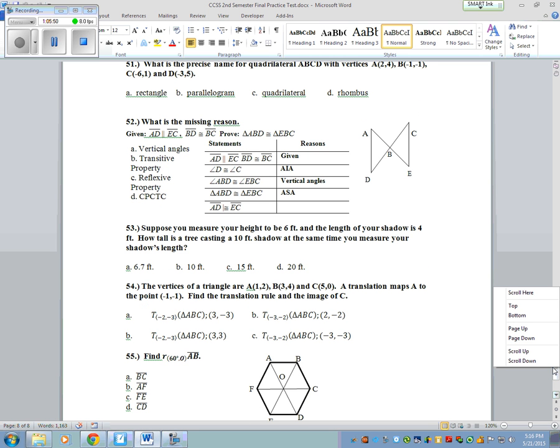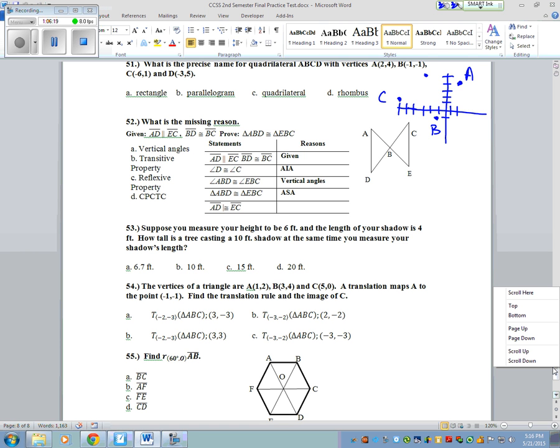What was the precise name for the quadrilateral ABCD with vertices? Okay, we might have to draw the graph for this. We have to draw it pretty accurately. A is at 2, 4. 2, 4, that's my A. B is at -1, -1, there's my B. And C is at -6, 2, 3, 4, 5, 6, -6, 1. So that's C. And then -3, 5 would be, 3, 5 is up here.